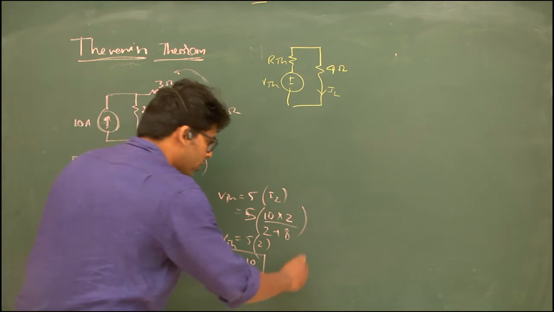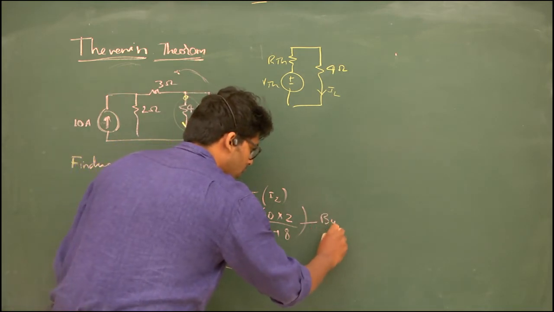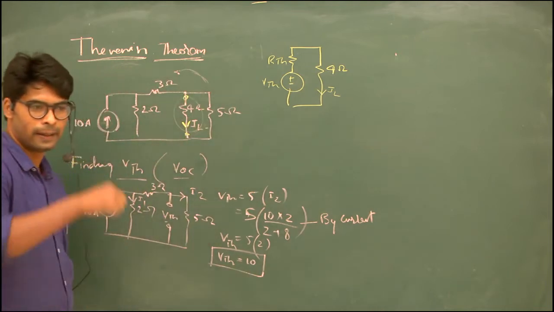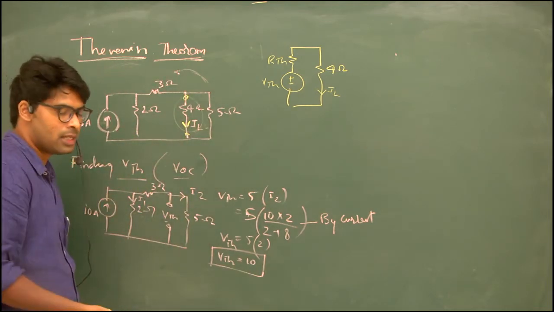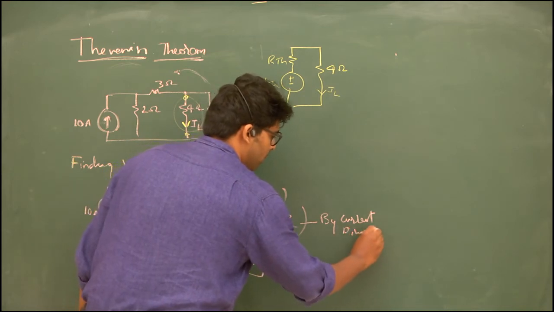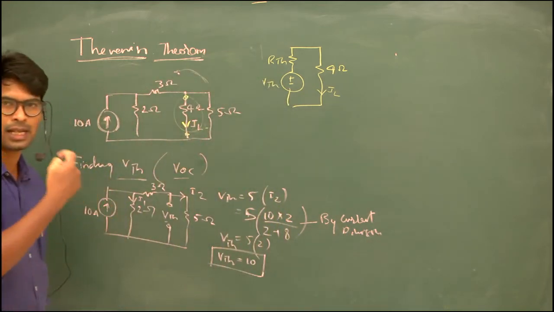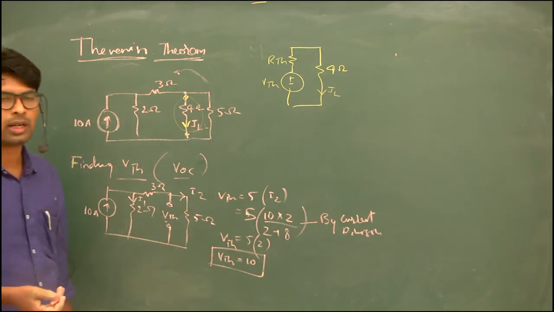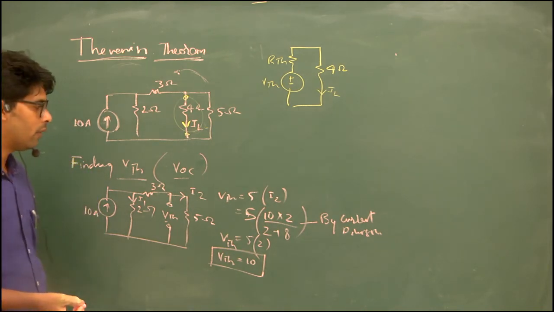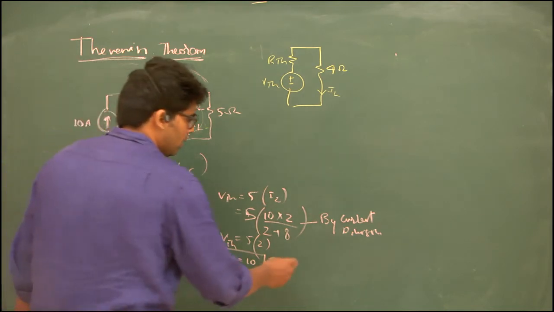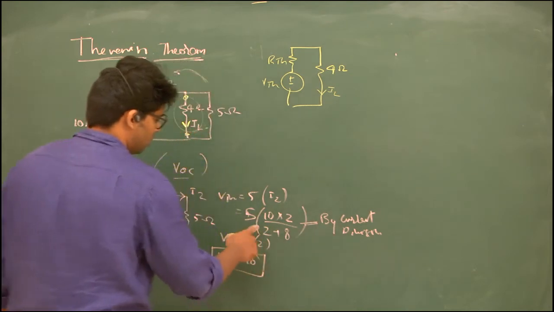So you need to write by current division rule. Okay. The examiner should be happy by seeing these things by current division rule. So many people will solve in mesh analysis. Solving things in a normal way is not a big deal.